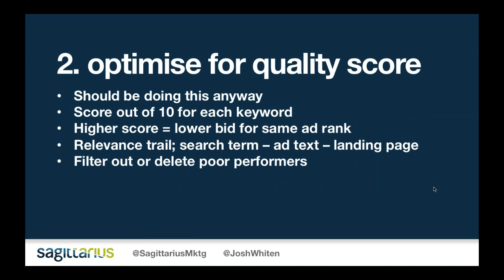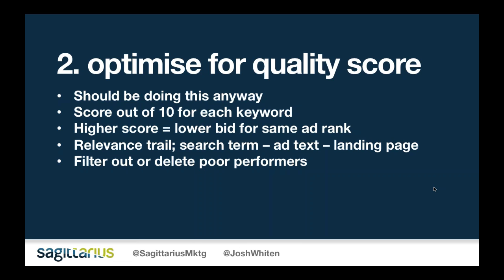As the slide says, really, we should all be doing this anyway. We certainly manage our accounts in this way. If you're not aware, quality score is a score given out of 10 for each keyword that you're bidding on. And a higher quality score can result in a lower bid, a lower cost per click for the same ad rank, or you could pay the same cost per click and get an improved ad rank.